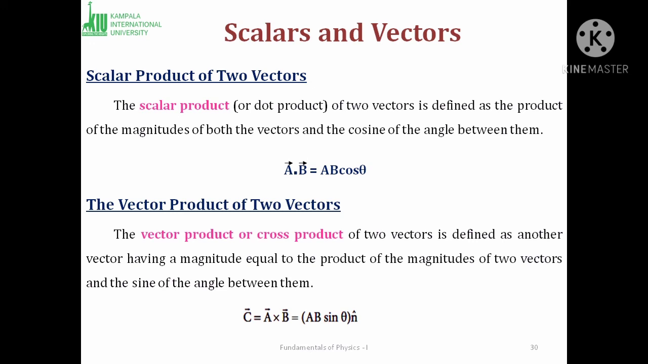That is scalar product. And vector product is also called the cross product. So we use this symbol, cross product. This is the product of the magnitudes of the vectors and the sine of the angle between them. So the vector product is defined as the product of the magnitudes of the two vectors and the sine of the angle between them.